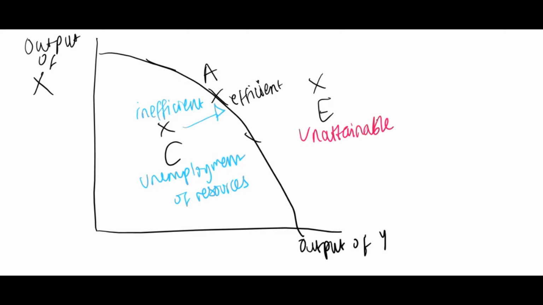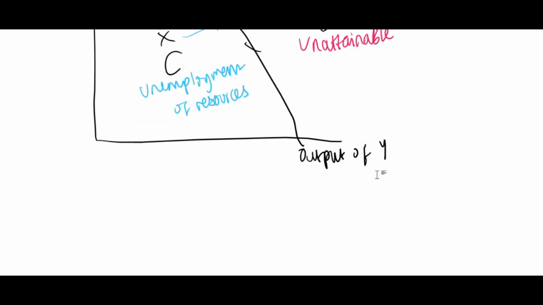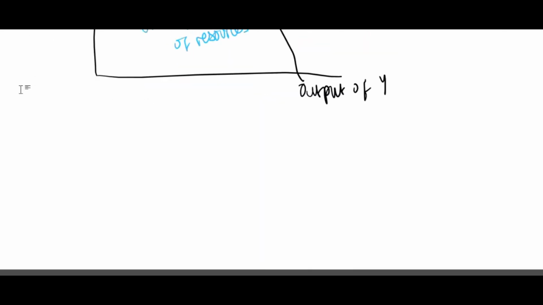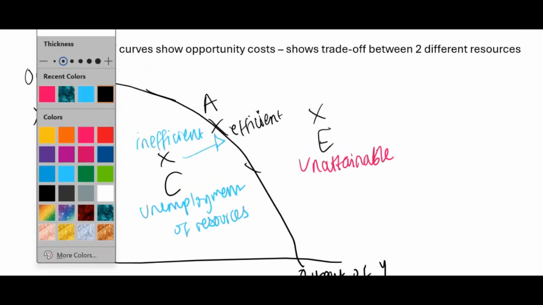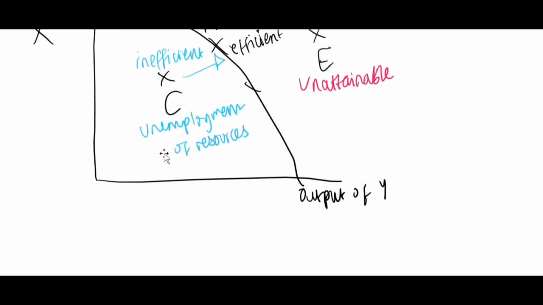So this can't happen unless the curve shifts out, like you said. Well done. Obviously, in this case, no, this isn't possible. You can't be producing more than your possible production possibility. It just doesn't make sense. But yeah, they might try to trick you in your exam, so it's just important to be able to distinguish between the different points. Okay, great. Let's move on to the next bit.